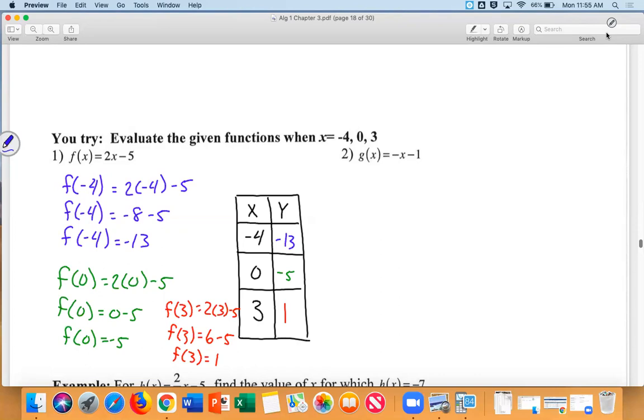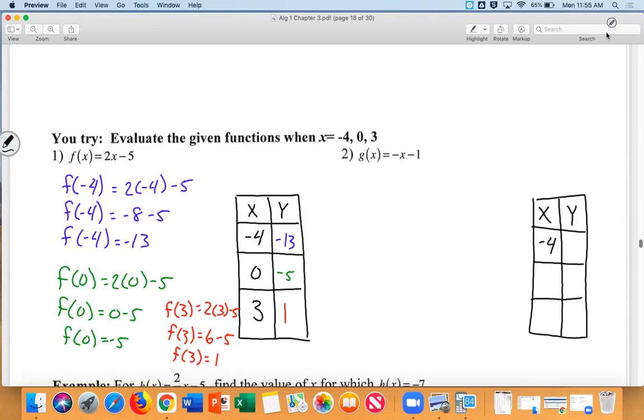For this one, notice f or g doesn't matter. This is just the name of the function. That function is f. F stands for function. G also is a function. So what we're going to do is make that table, and we're going to let our calculator do the work. Negative 4, 0, and 3.